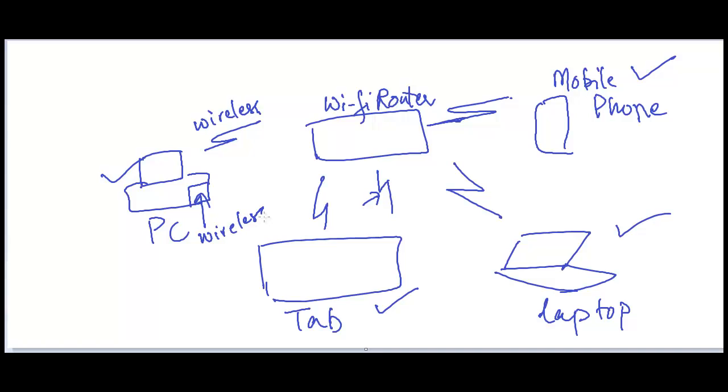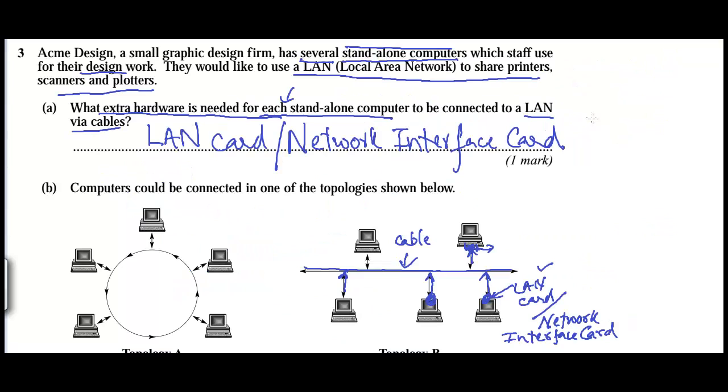A wireless LAN card. So a LAN card is always needed, whether you're connected through a wire or wirelessly. In the example of a wireless network, what you need is a wireless LAN card. That wireless LAN card must be a part of your computer for you to be able to connect to the network. So our answer in this case is the LAN card, or the network interface card. This is the hardware which every computer must have to be able to connect to the local area network.